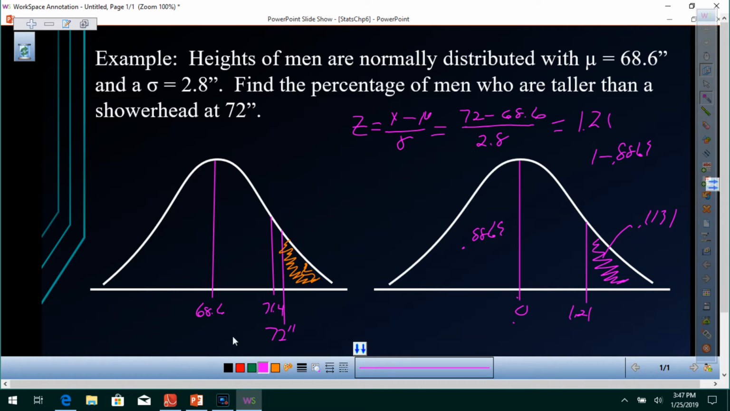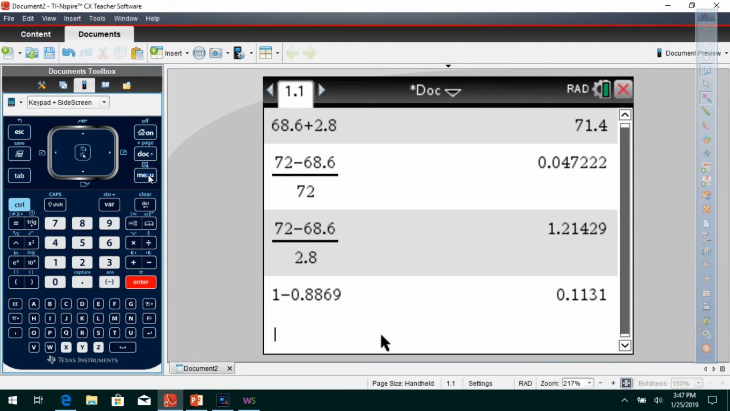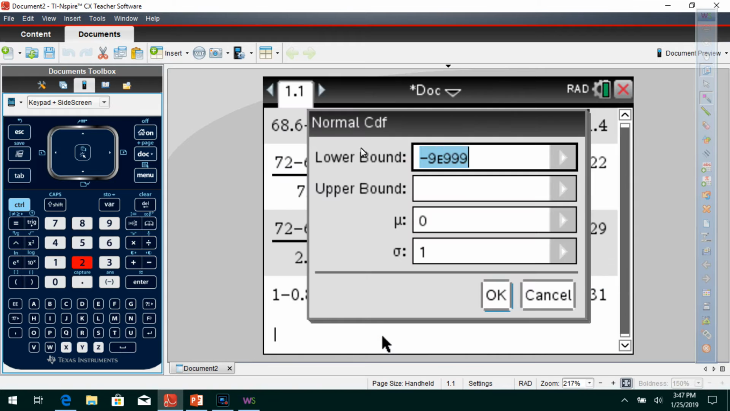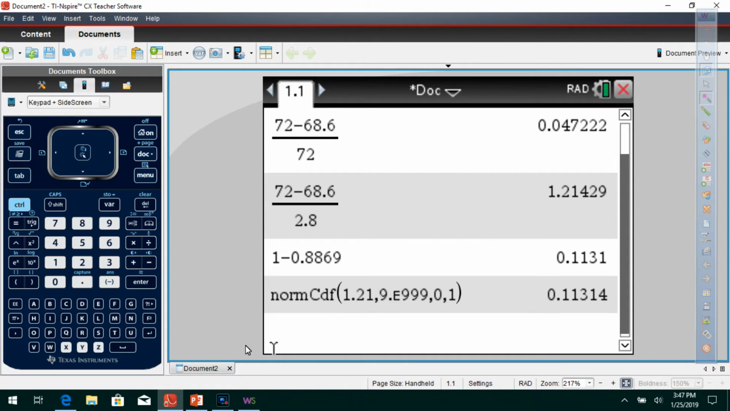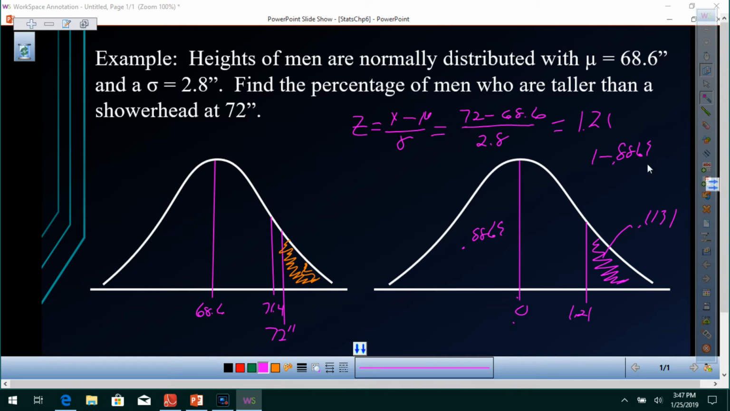Now we could have done it with a calculator. Remember, menu 552. Lower bound would have been 1.21. Upper bound would have been positive infinity, 0, 1. And that gives us 0.1131. All right, that was pretty darn close. Now, with technology, we don't have to go to all that trouble. This is how we use the z-score and the z-table to do it. But if you have the right calculator, you can just find this area real quick and in a hurry. I'll show you how to do that.